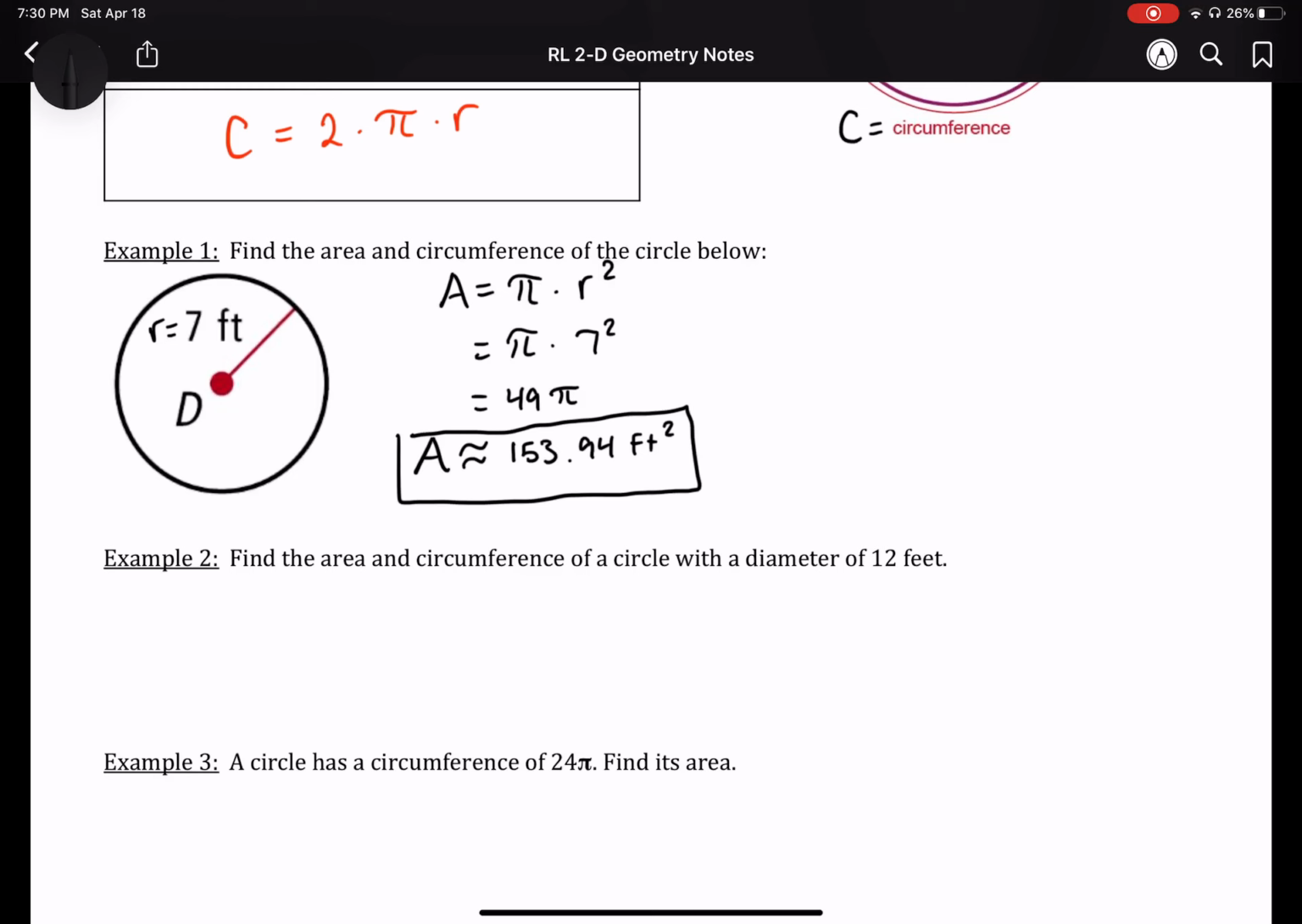Part two, we have to find the circumference. So I have my formula is C is equal to 2 times pi times r. I already figured out for finding the area that my radius is 7. So what I really have is 2 times pi times 7. 7 times 2 is 14, so I have 14 pi.